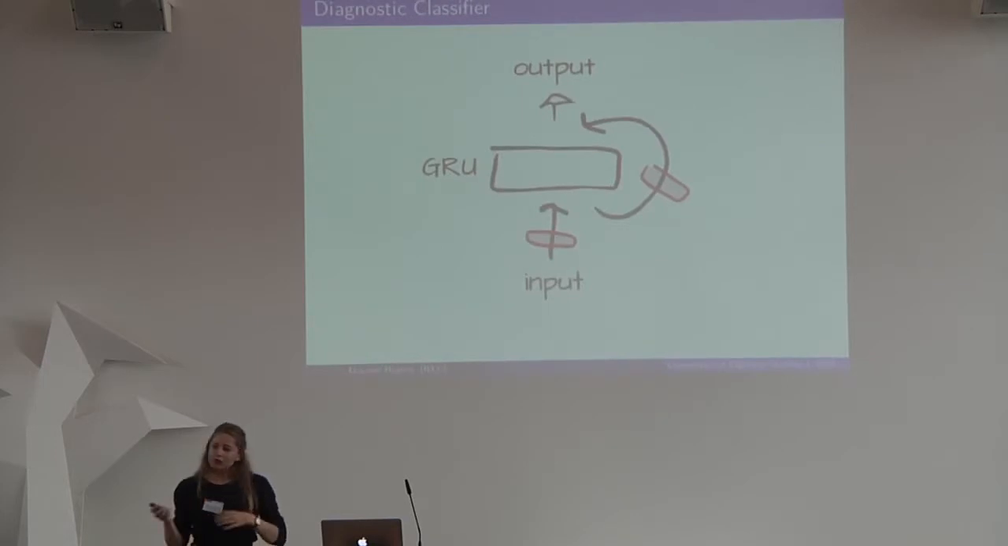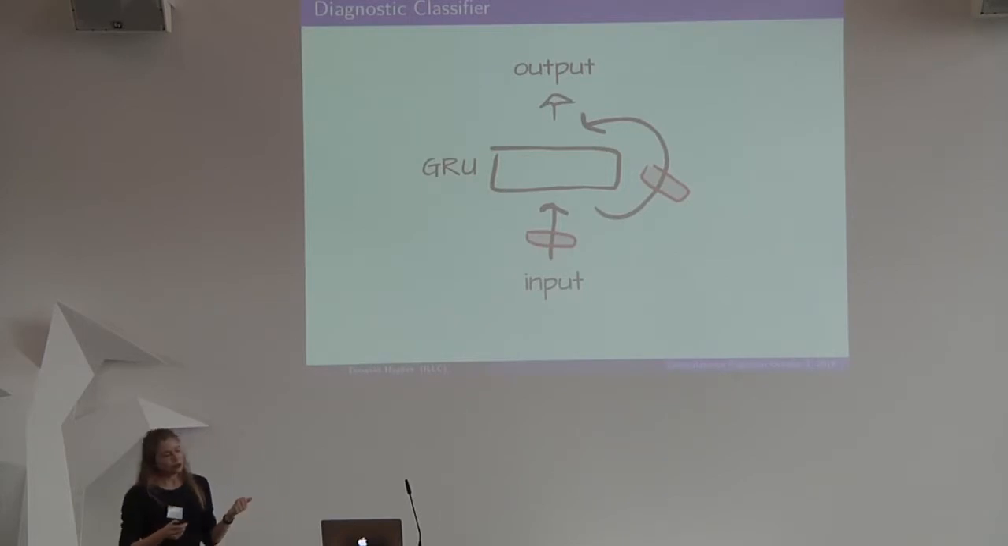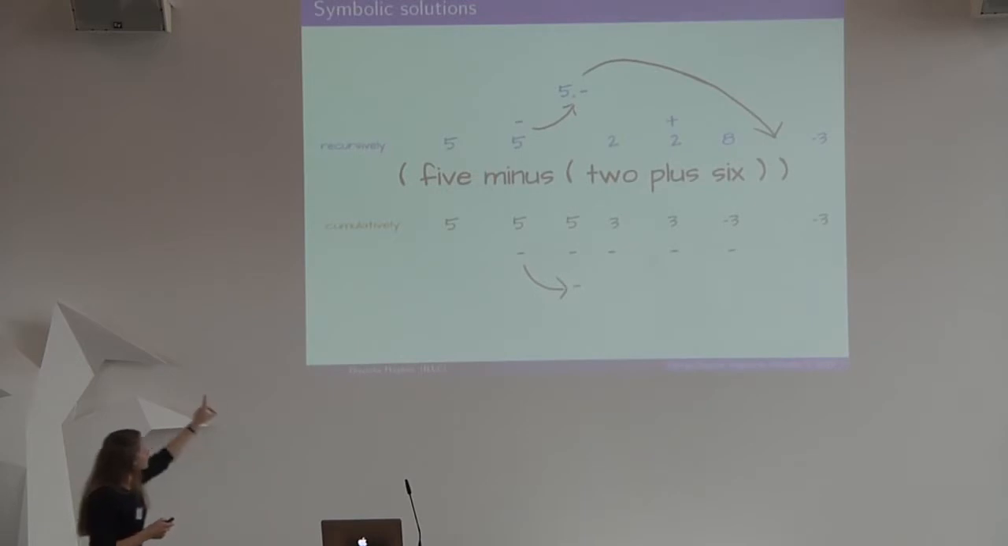Now, I'm going to use this information about the symbolic strategies to understand if this network is following one strategy or the other. These strategies, as you see in the sequence of numbers here, make pretty different predictions about what kind of computations this network is doing.